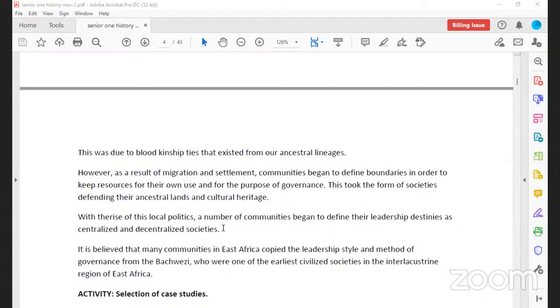But we are saying that it is believed that many communities in East Africa copied that leadership style of governance from the Bachwezi, who are one of the earliest civilized societies in the Interlacustrine region. They were the earliest. That's why I normally say that they were even demigods. They could perform miracles. They could do so many things. And it is believed that they simply disappeared. They didn't die. They simply disappeared and went to heaven.